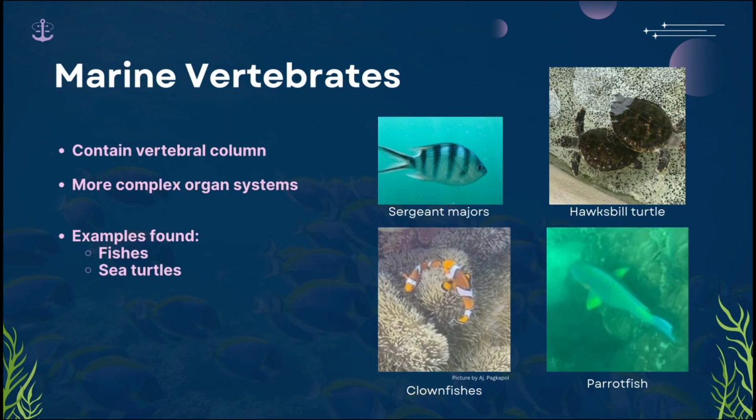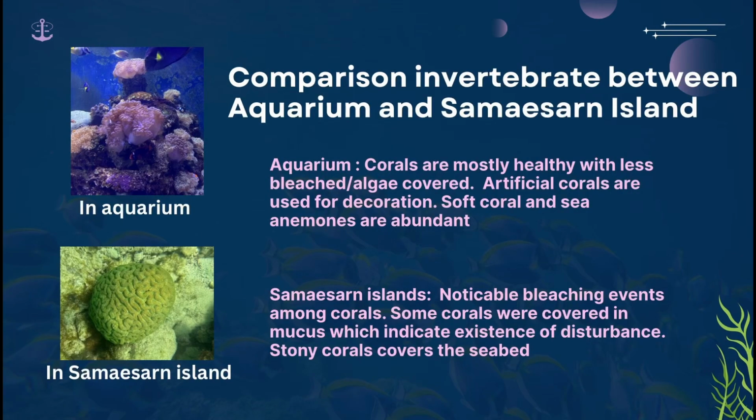And next is marine vertebrates. Marine vertebrates are animals that contain a vertebral column. They usually have more complex organ systems compared to invertebrates. Examples of marine vertebrates found in Samesan Island include fish and sea turtles, such as parrotfish, clownfish, Sergeant major, and hawksbill turtle. Now let's move on to the comparison of invertebrates between the aquarium and Samesan Island.